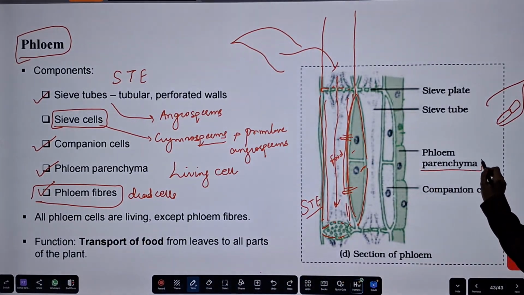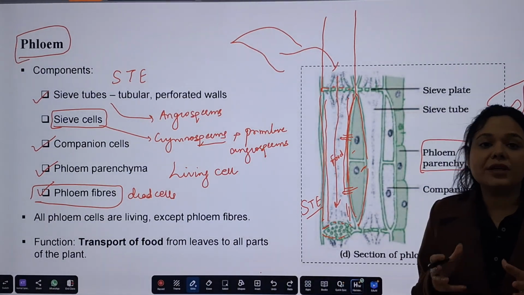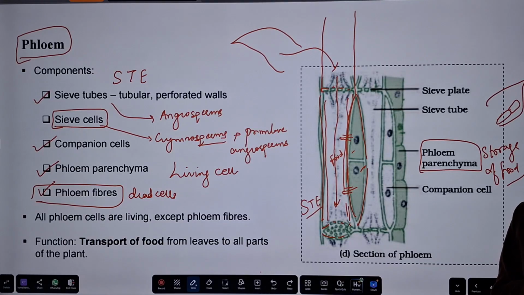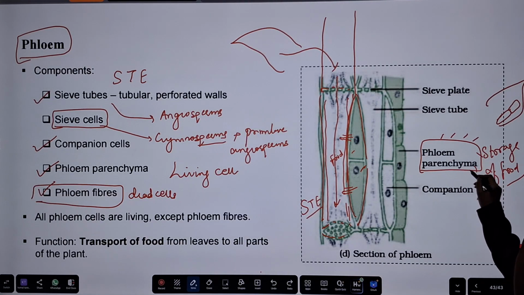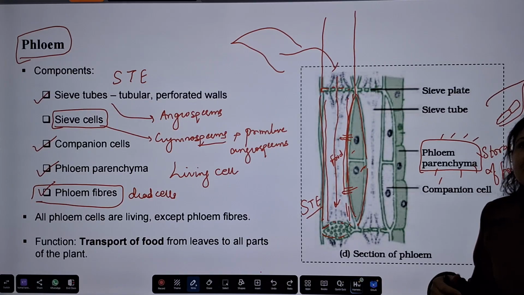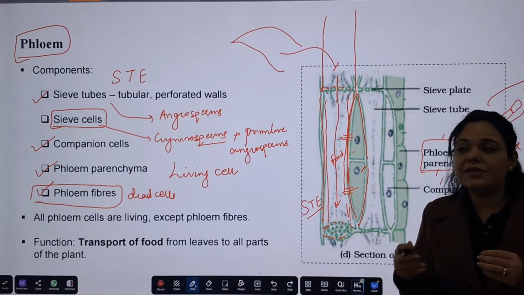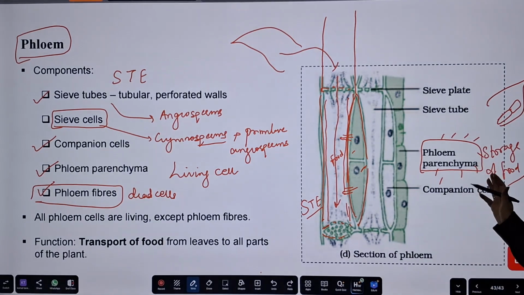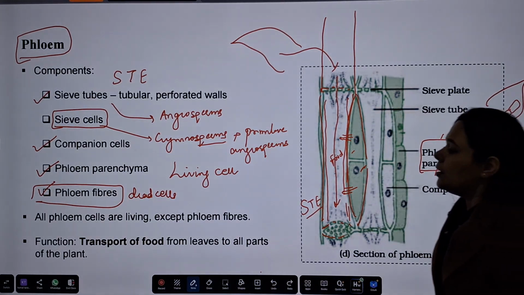Next are phloem parenchyma. These are also living cells, and their main function is storage of food. When leaves synthesize food, maybe all of the food is not utilized or required by the plant at that particular time. So some of the food is stored in phloem parenchyma and can be transported to sieve tube elements in case sunlight is not available and food requirement is there and leaves cannot prepare that food. Then the stored food is transported to sieve tube elements, right?